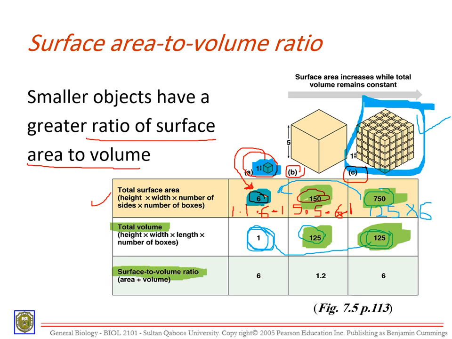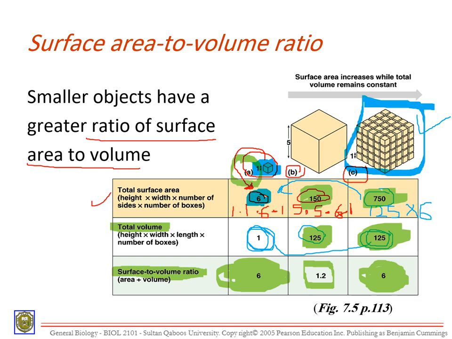And if we want to calculate the surface to volume ratio of scenario C, that is 750 divided by 125. It gives us 6. And if we want to do scenario A, then we divide 6 divided by 1, which is equal to 6. So notice that the surface to volume ratio is the same in scenario A and scenario C. And this is very important.